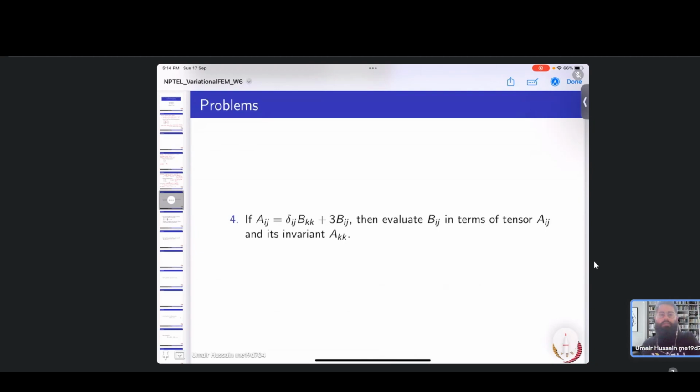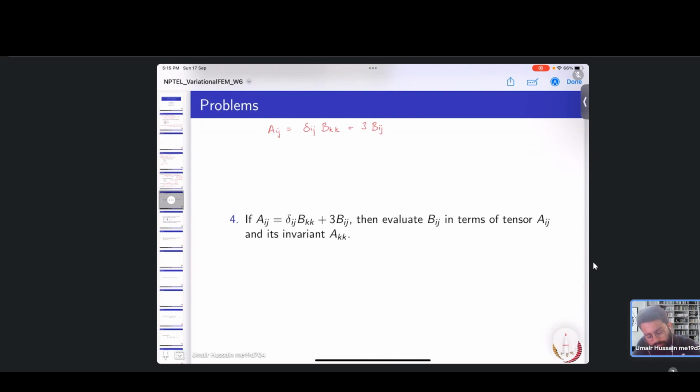Okay, next let's move on to the next problem. The fourth problem is, if aij equals delta ij times bkk plus 3bij, then evaluate bij in terms of tensor aij and its invariant akk. So we start with the expression aij equals delta ij bkk plus 3bij.